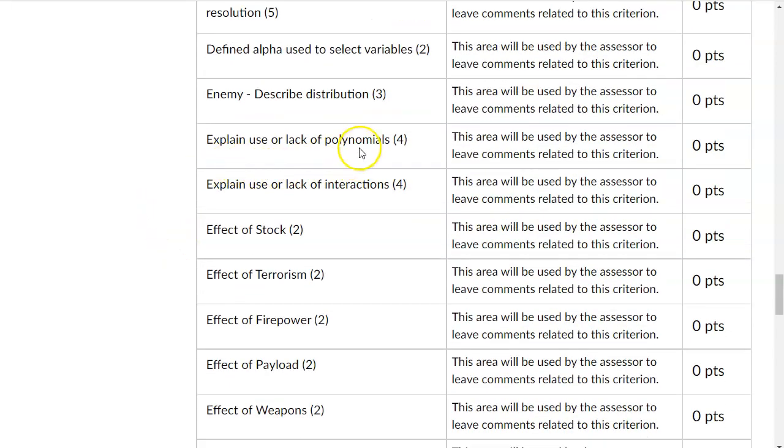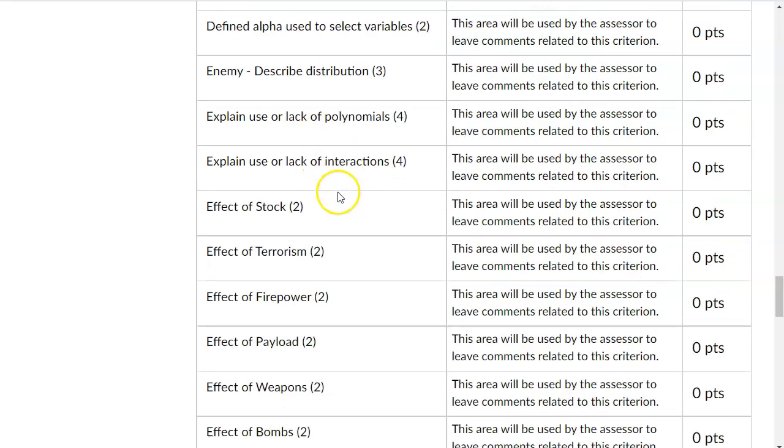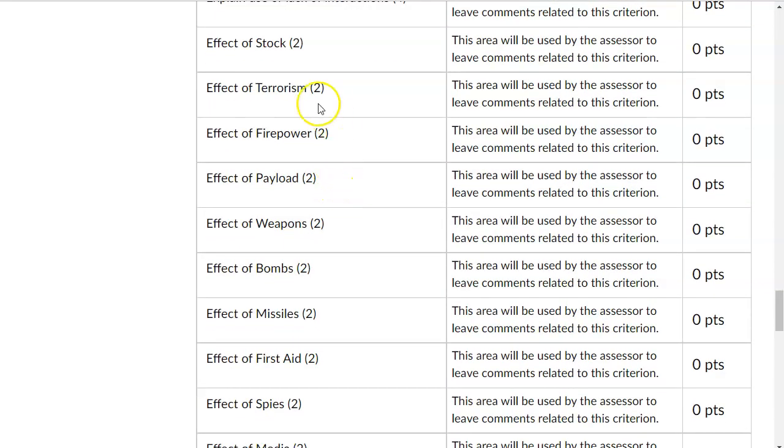Did you put in polynomials? Do you have interactions? Now, if you did have a polynomial, explain why you put that in. Probably because you looked at the residual plots and it indicated curvature in the data and you decided to do a polynomial. If you didn't have a polynomial, that's okay. That might be the way that your project is. Just explain that you looked for polynomials and the residuals did not show a pattern that needed that. Same for interactions.